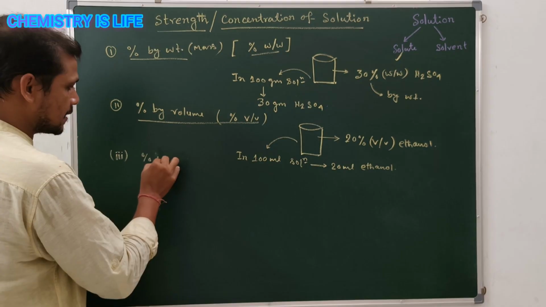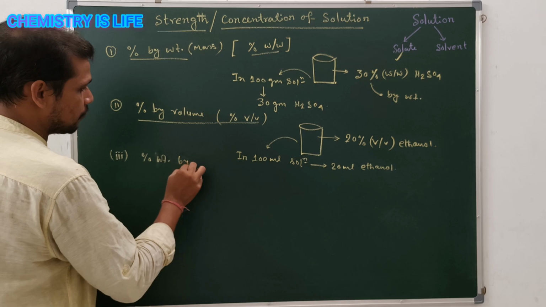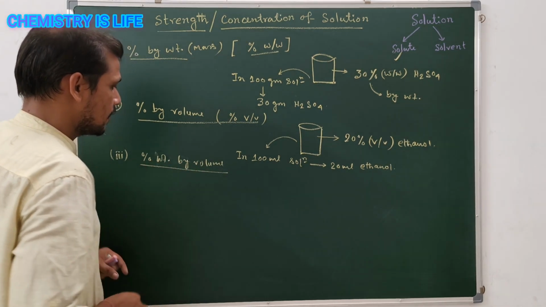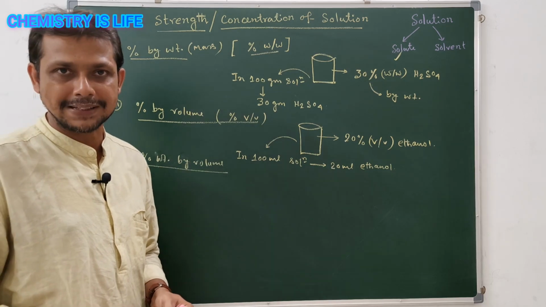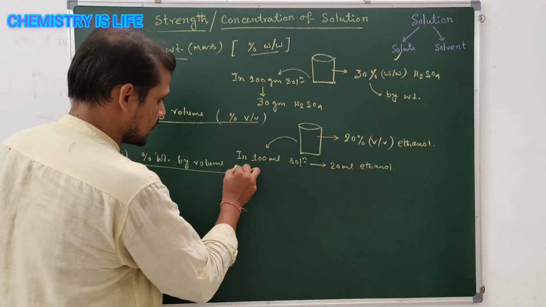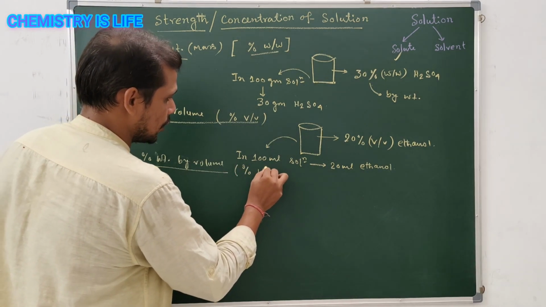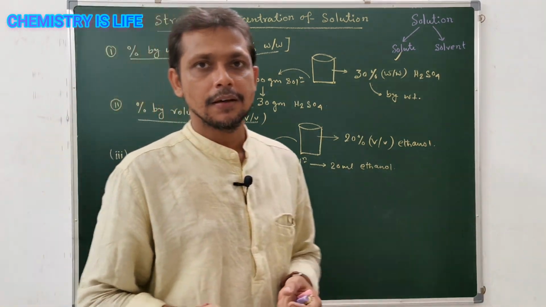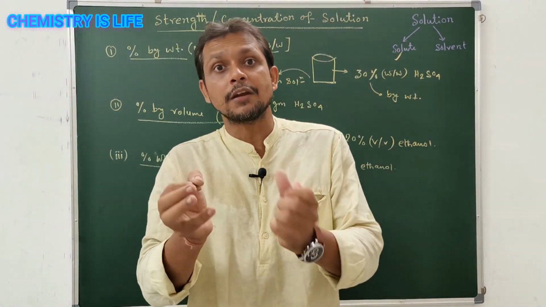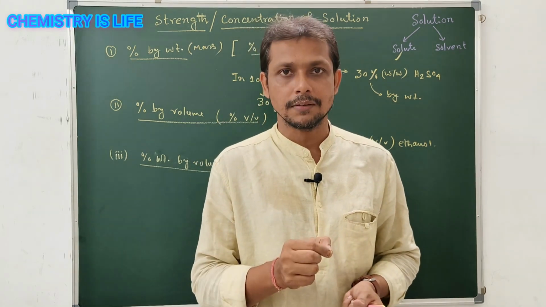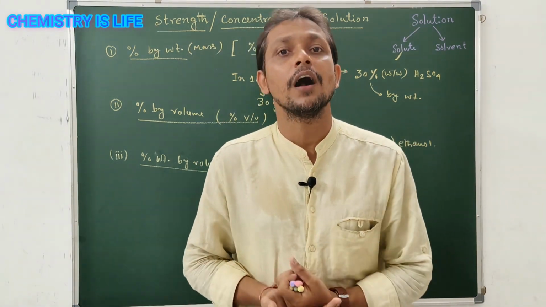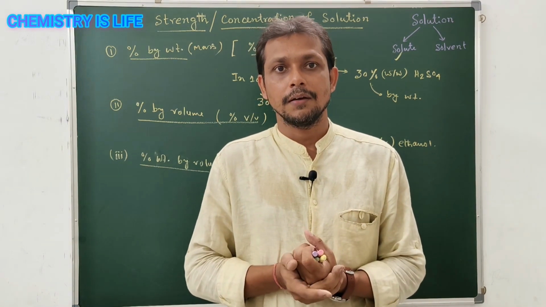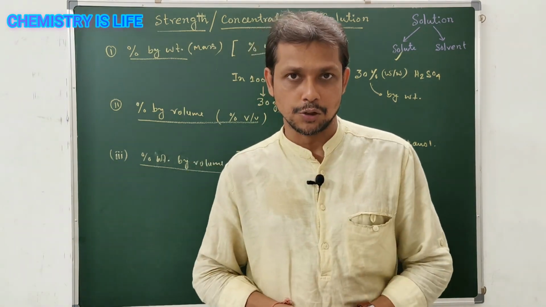Number 3, percentage weight by volume, or it is also called mass by volume percentage. It is written as percentage W by V. What does that mean? It means the amount of solute in grams, and the volume of the solution will be 100 ml. That means the amount of solute in grams present in 100 ml solution.